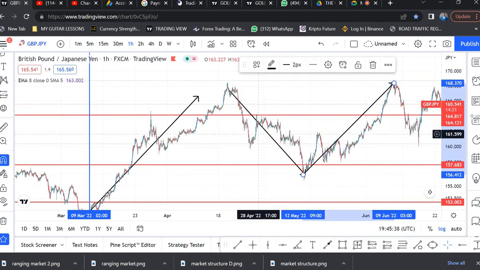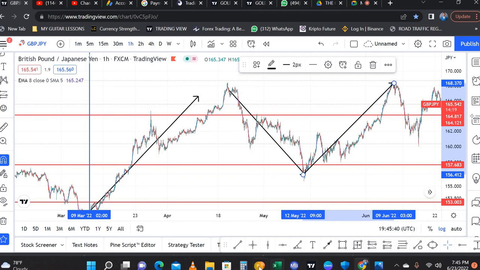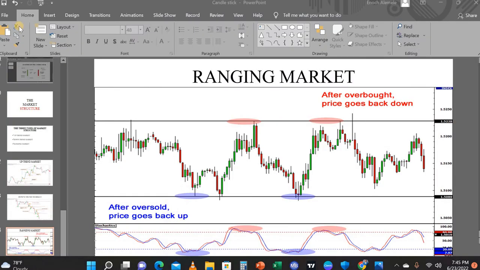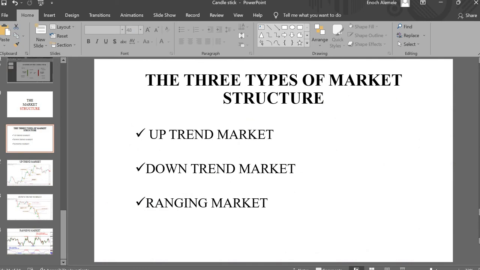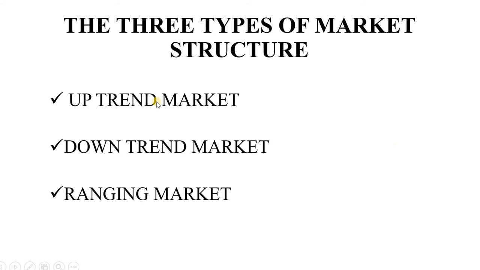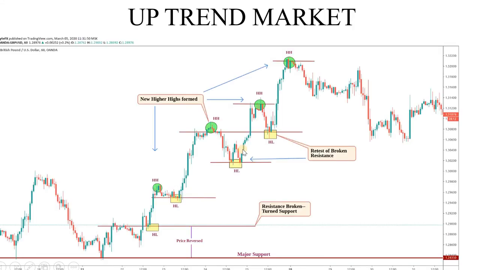Okay, so in summary of what we have learned today, we've learned that the market has 3 different structures. We have the uptrend market, the downtrend market, and then the ranging market. Then we said with the uptrend market, you realize that the market will be making a series of higher highs and higher lows.